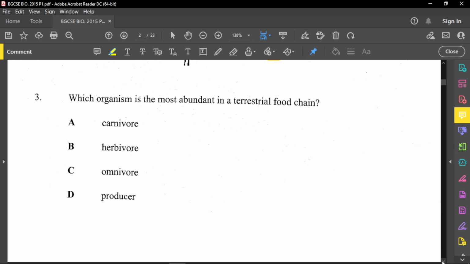For question number 3, it said, which organism is the most abundant in a terrestrial food chain? And terrestrial means on land. And so the producer is the most abundant. Also please note that you need to learn the pyramids of number and also the pyramids of energy as well. And you can look for that on my channel. All right, let's go to question number 4.